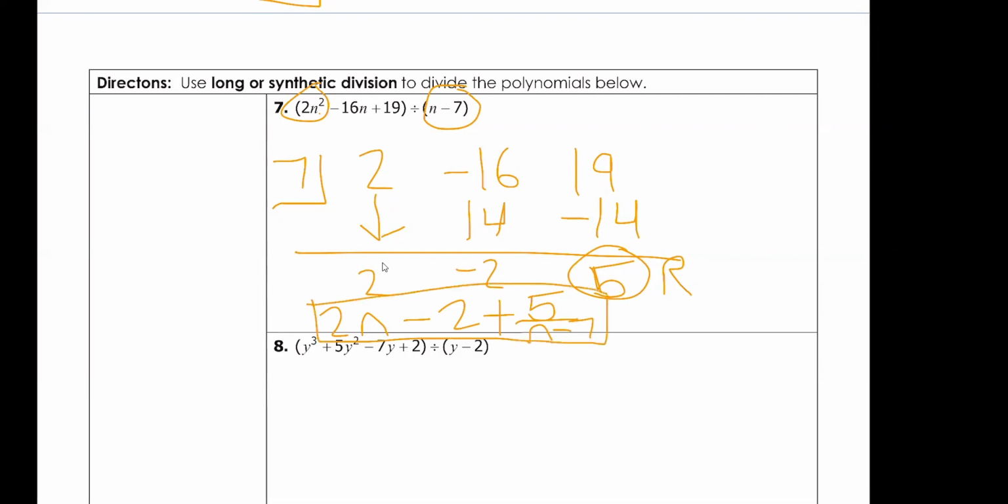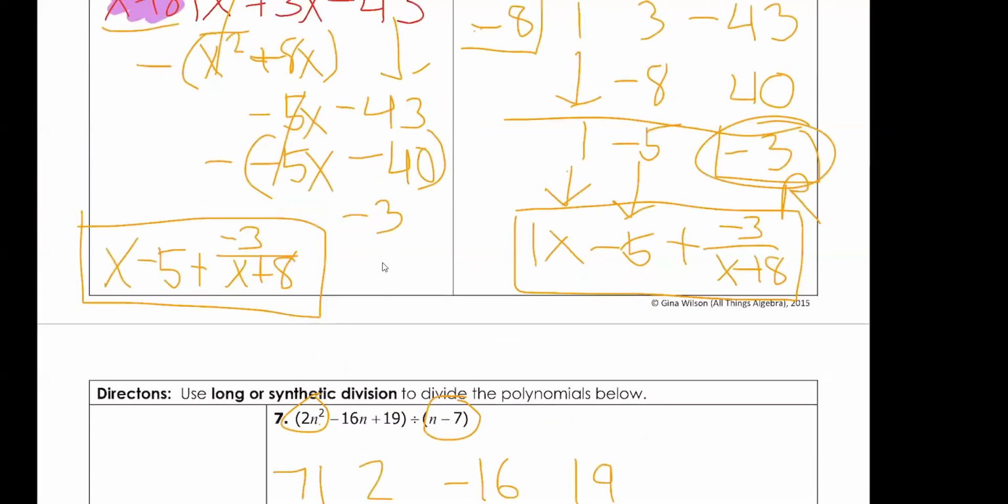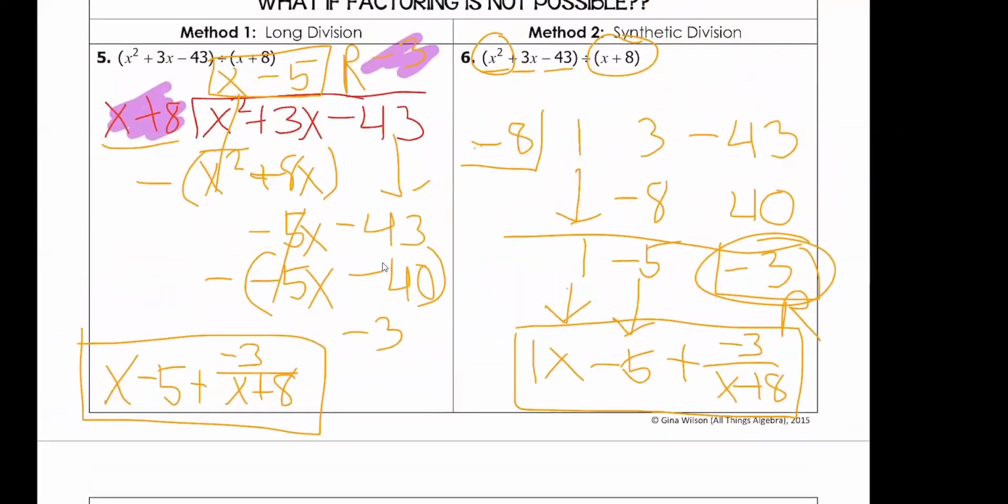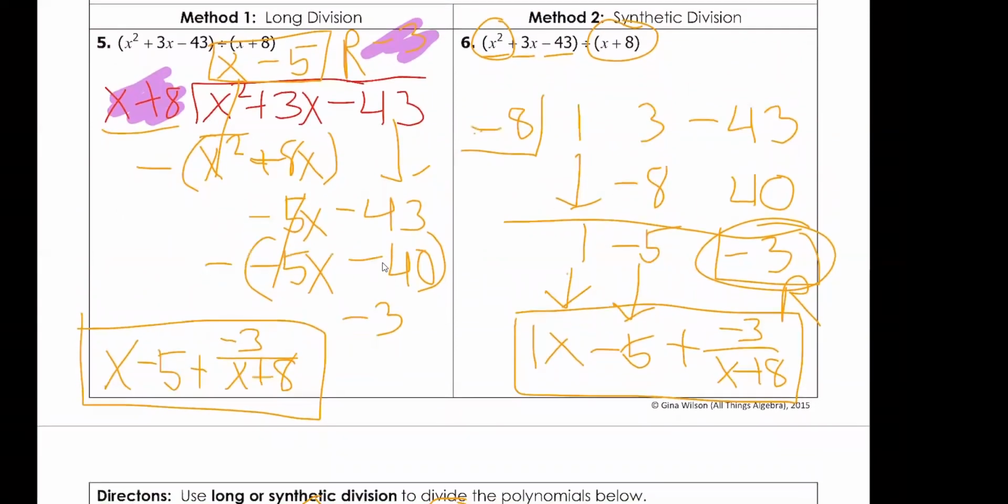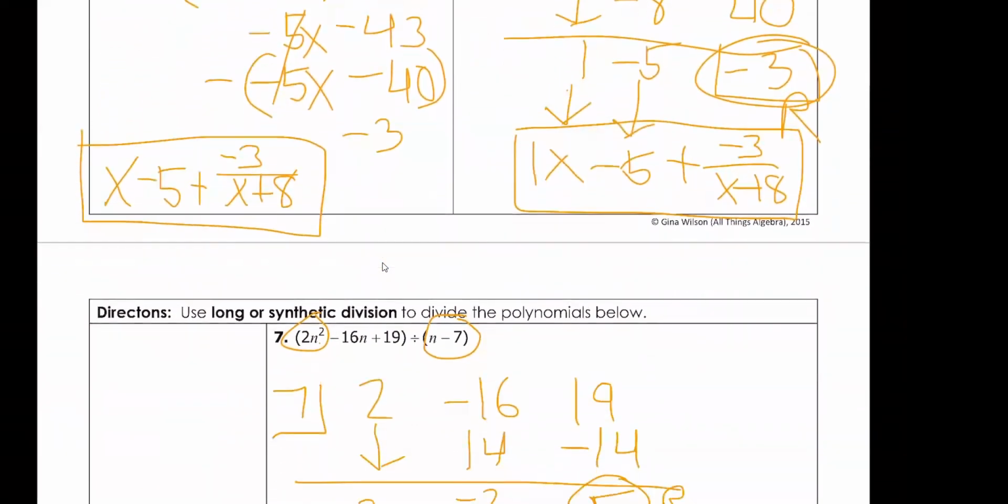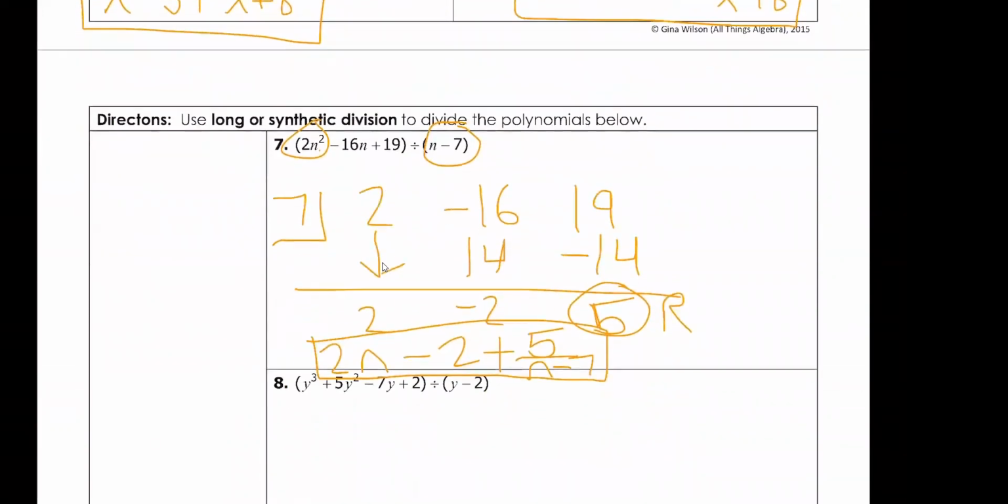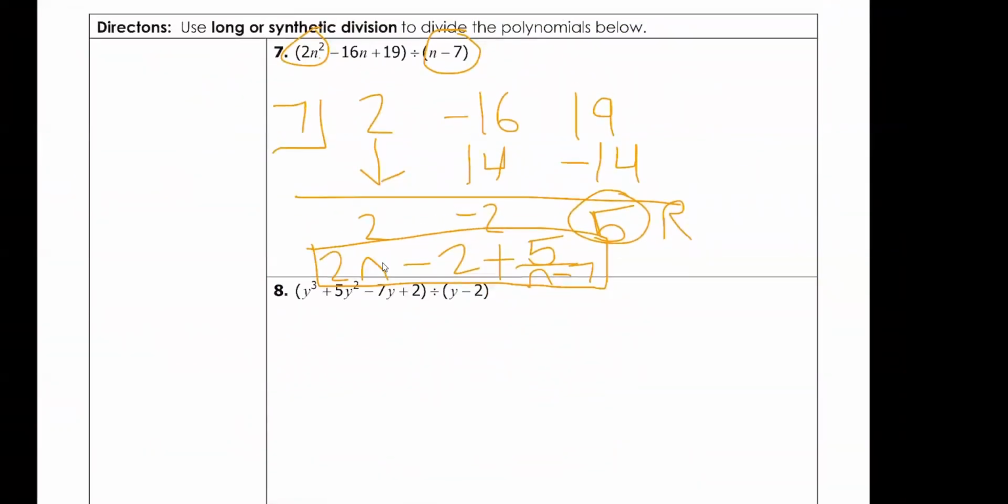And if you did long division, you should see you got the same answer. I didn't really point that out, but you should have noticed this was the same problem as question 5 and 6, and we got the same final answer for both of those. So like I said, either method, you should get the same final result.